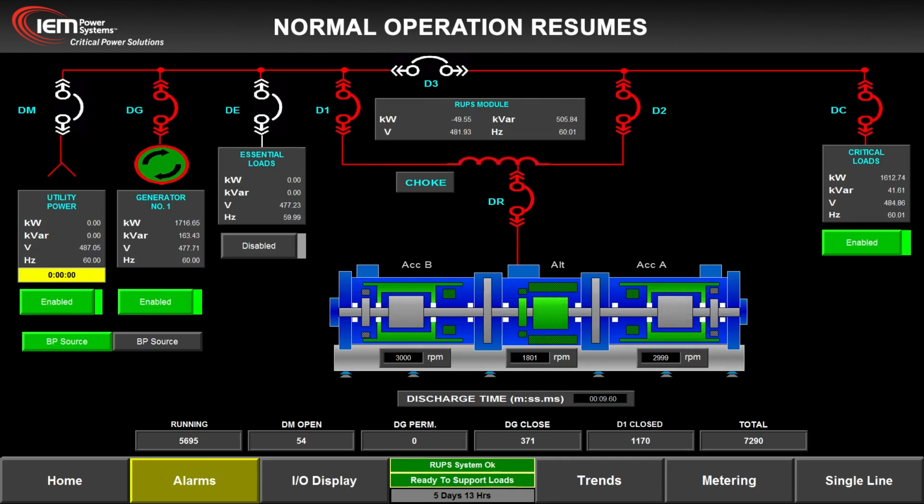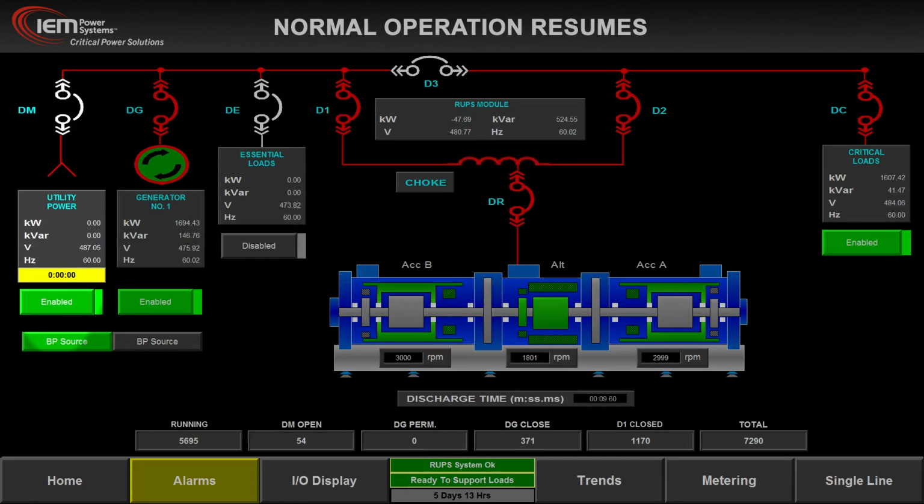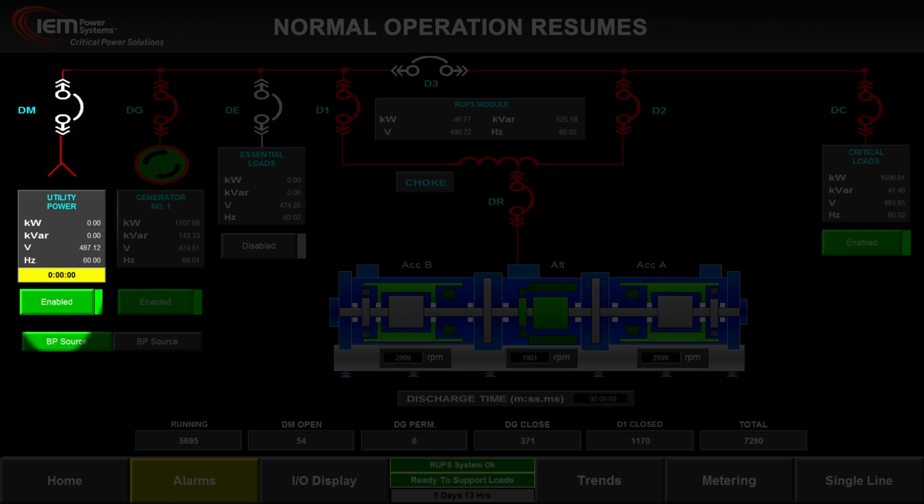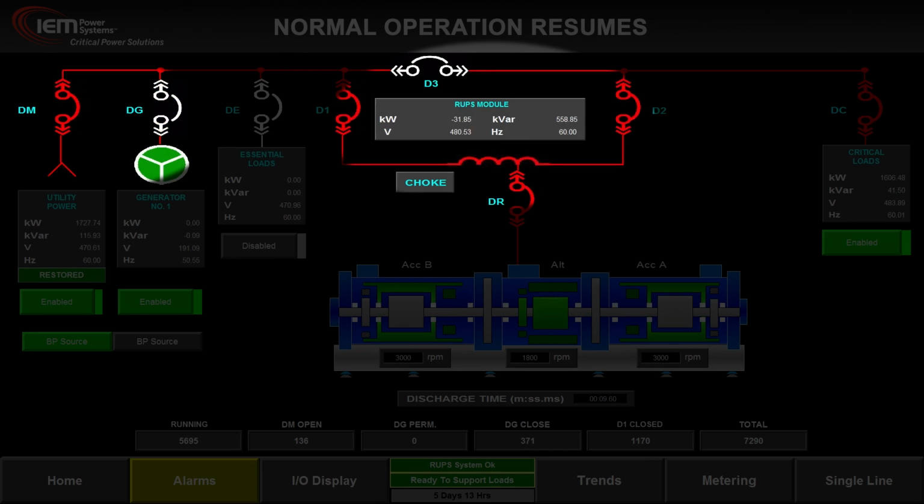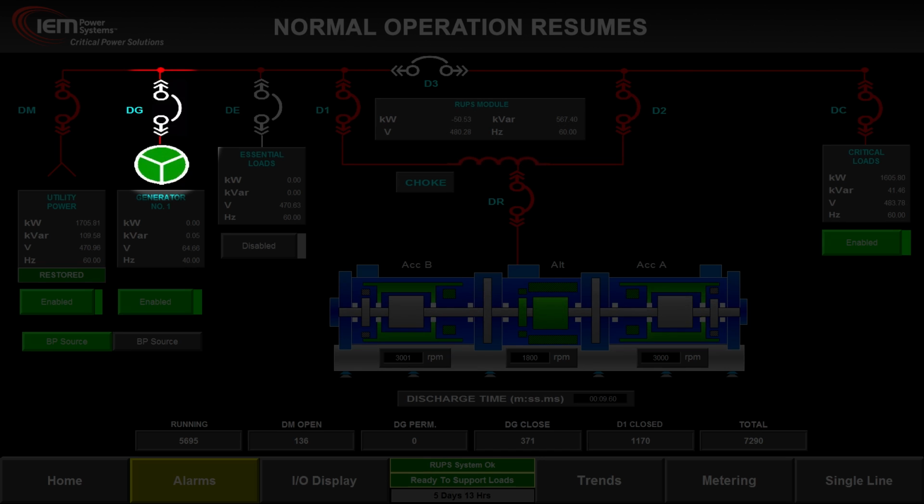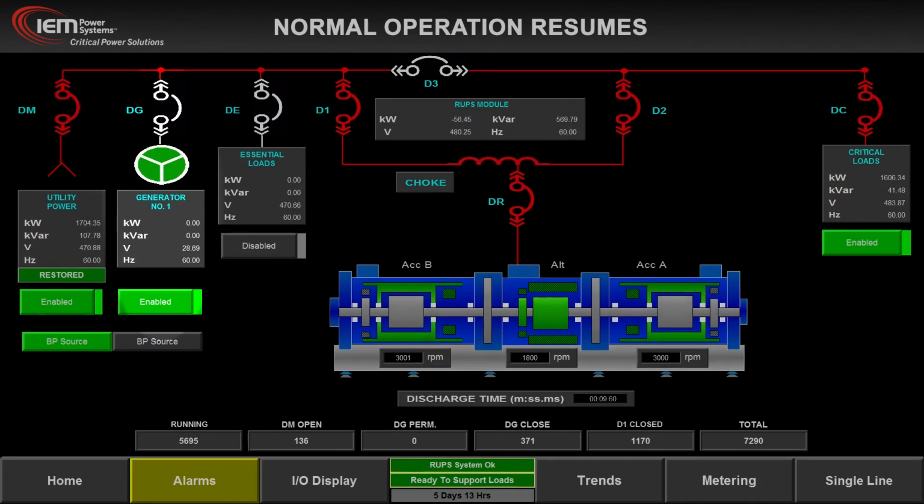Normal operation resumes. The utility is stable and is allowed to take the load now the system has resynchronized to it. Breaker DM closes, and the critical load is supplied with conditioned utility power via the UPS choke. Simultaneously, the genset is disconnected by opening breaker DG. The diesel engine is allowed to continue to run with no load in cooldown mode.